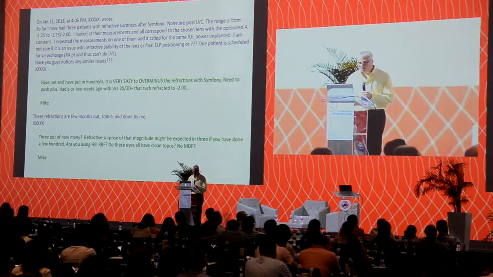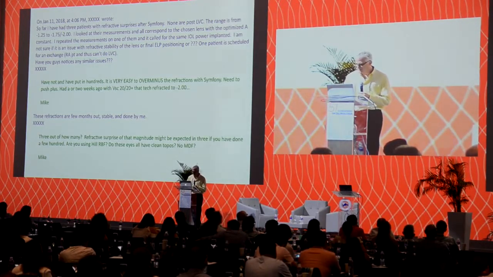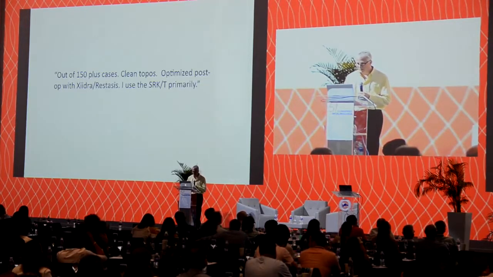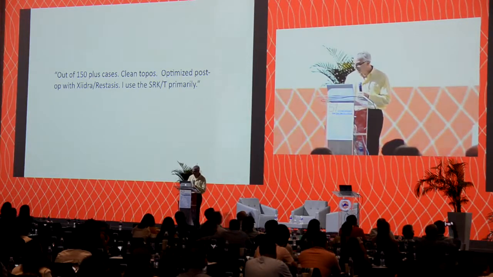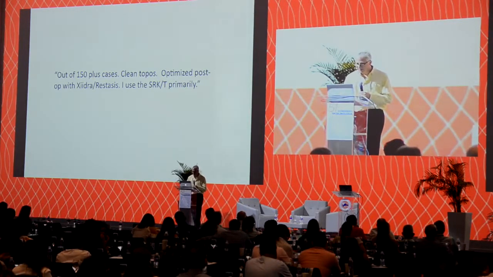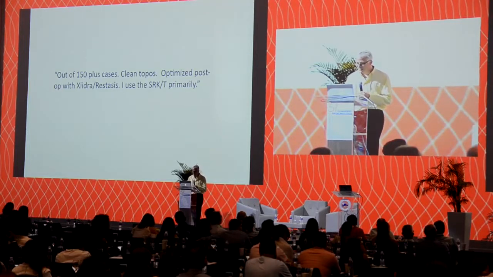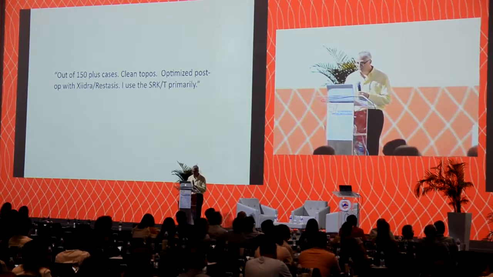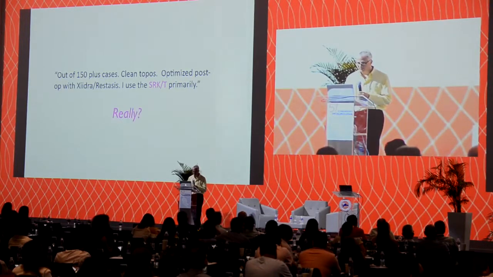So, well, how many have you noticed with this? Well, is there any topography problems? What are you using for your calculation methods? Well, I've noticed 3 out of 150 cases. That's not bad. Optimized with Xiidra and Restasis, surface is okay. I primarily use SRK/T. SRK/T. Really?